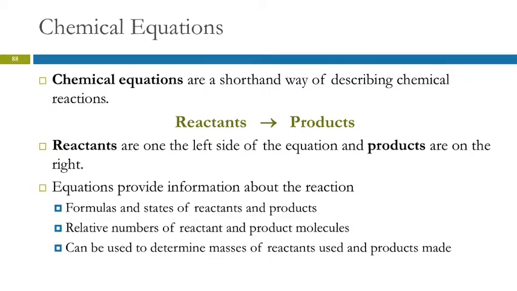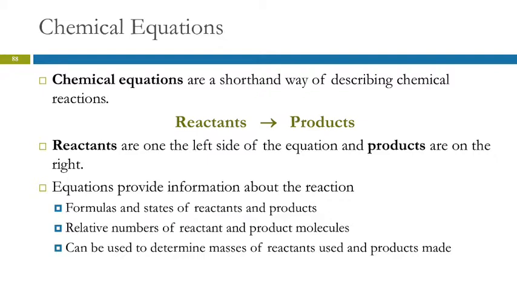Chemical equations are a shorthand way of describing chemical reactions. So we put the reactant on the left and the product on the right, just like we read from left to right. And so we're starting here and we're going there. The reactants react to produce the products, okay?